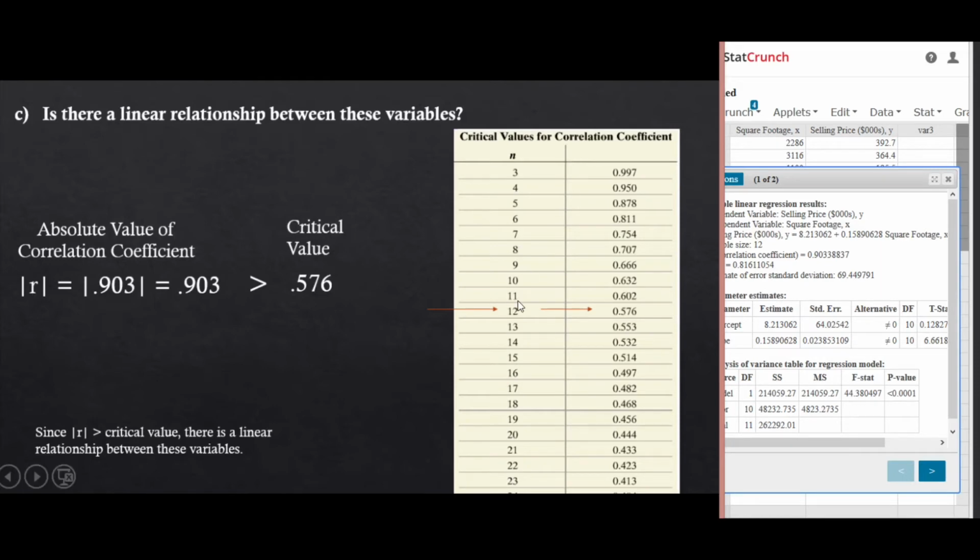This is our n in our new table. And the critical value associated with 12 is 0.576. Next, we take the absolute value of our correlation coefficient. Absolute value of R is equal to the absolute value of 0.903, which is just 0.903. Now, we compare the absolute value of R to the critical value. Since 0.903 is bigger than 0.576, we say that there is, in fact, a linear relationship between these variables.